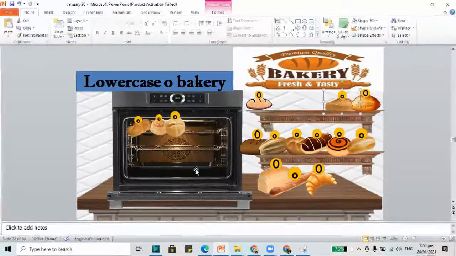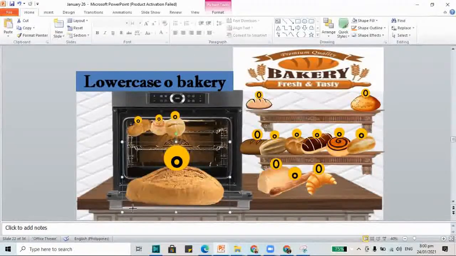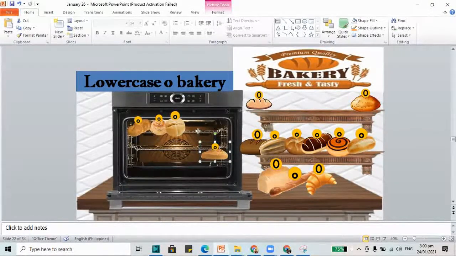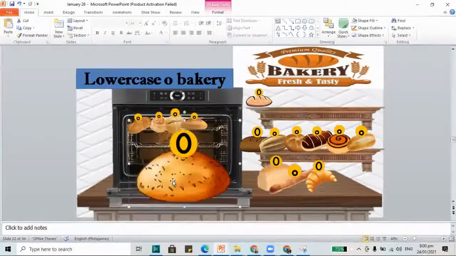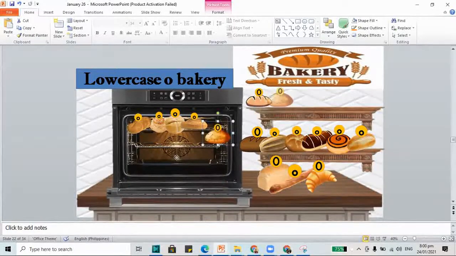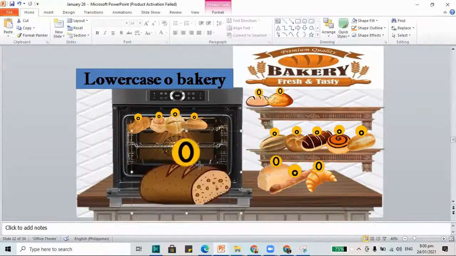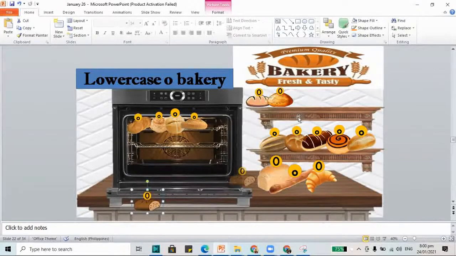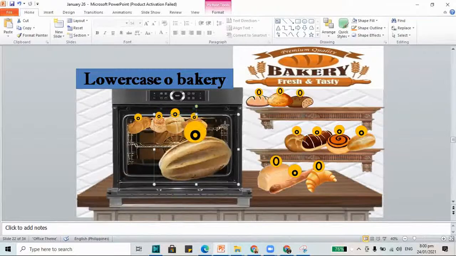How about another one? Is this lowercase? This one is lowercase o. Let's put it inside. Another one. I think we should put it inside. This is lowercase. This one? Oh no, this is capital. Let's put it back in the shelf. This one, I think this is also lowercase. Do you see this is lowercase o? No, that's capital. Let's put it on the shelf. This one, I think this is lowercase. Let's put it inside.